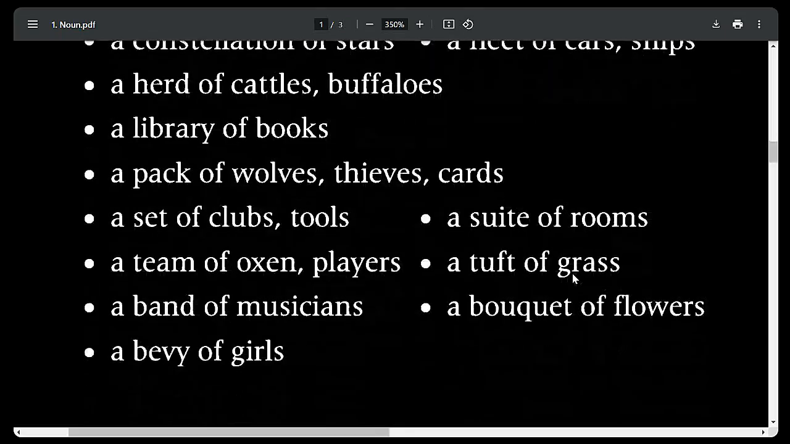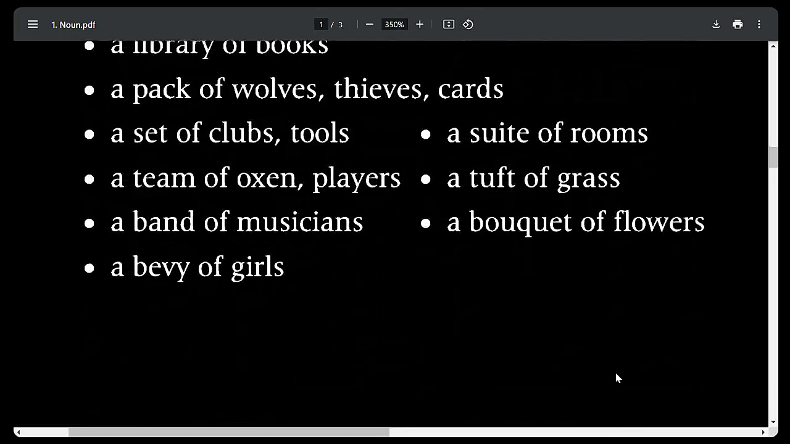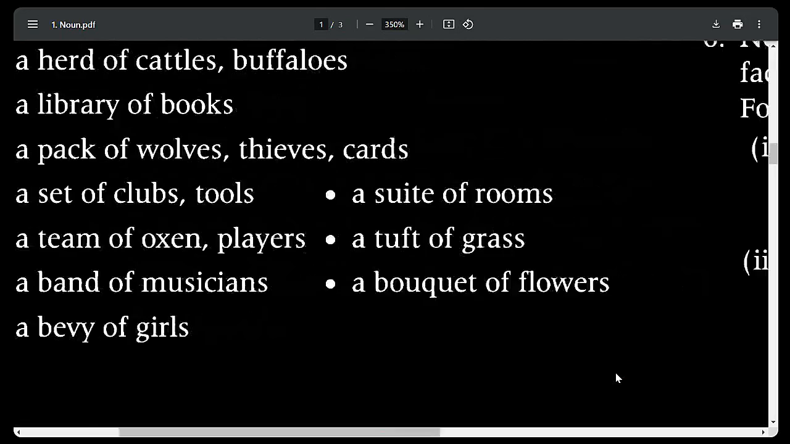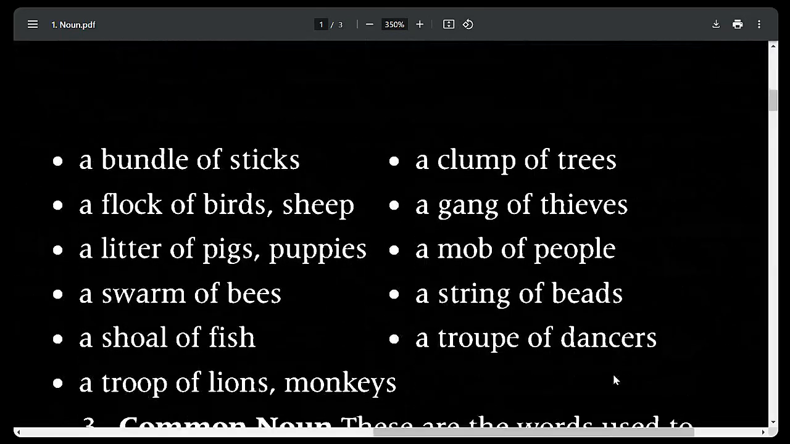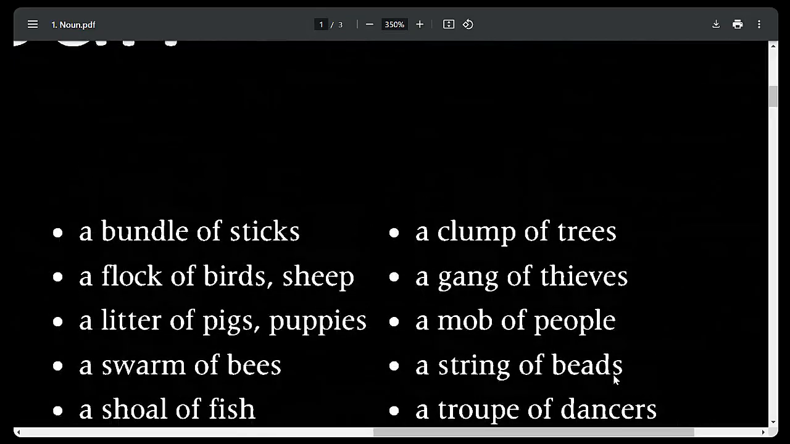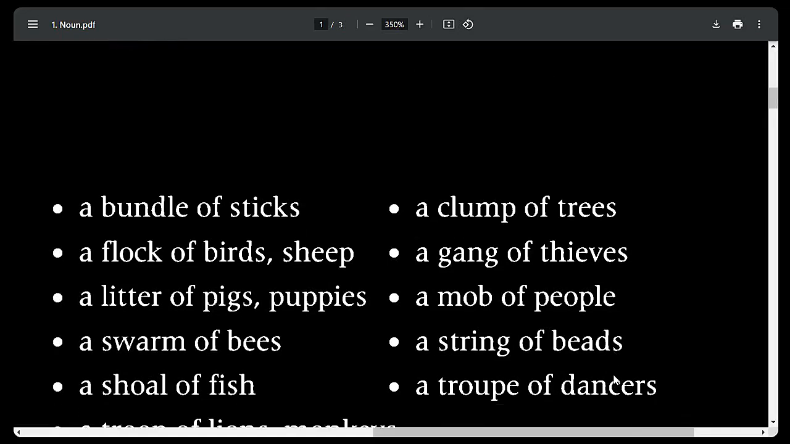A bevy of girls. Next, a bundle of sticks. A clump of trees. All of you must remember the collective nouns. A flock of birds or sheep, a gang of thieves. For thieves, we already got one more collective noun also. We can call pack or we can call gang. A litter of pigs or puppies. A mob of people. A swarm of bees.